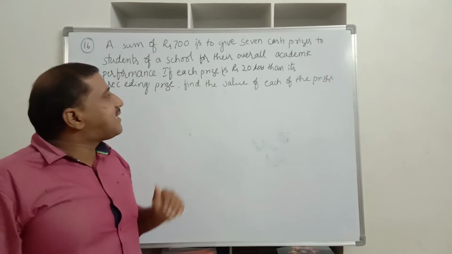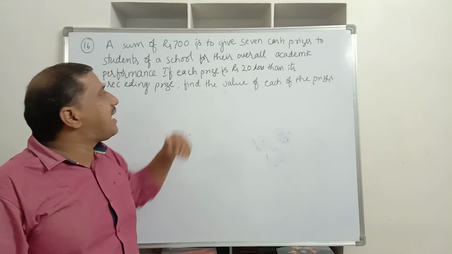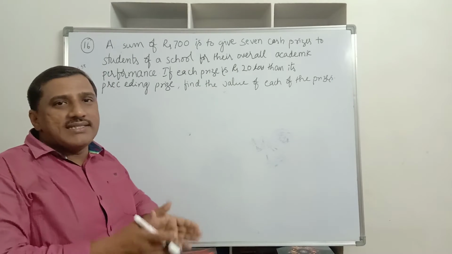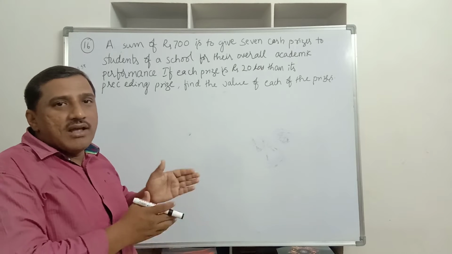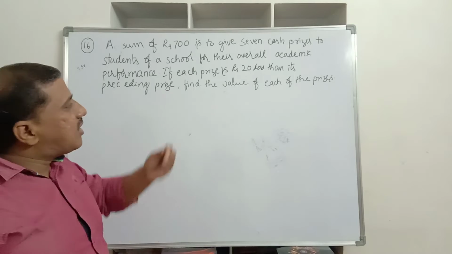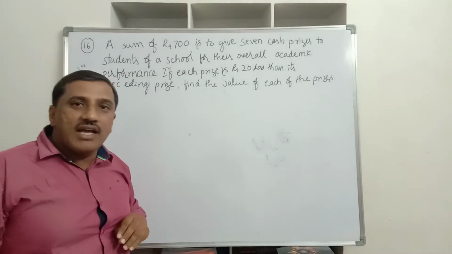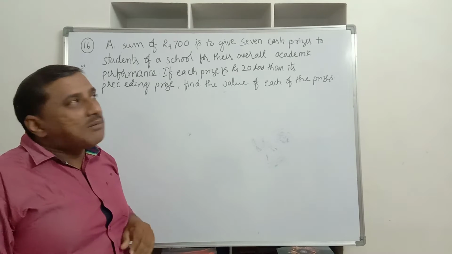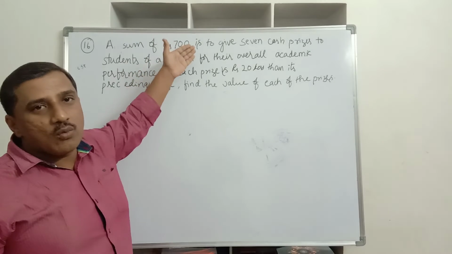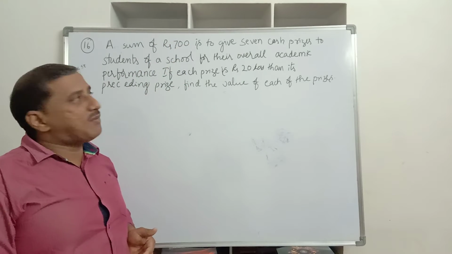If each prize is rupees 20 less than its preceding prize, then find the value of each of the prizes. So 20 rupees is less when we compare the first prize to the next prize, and the next prize is again 20 rupees less. How much amount is distributed as cash prizes? 700 rupees. How many cash prizes are there? 7 cash prizes.